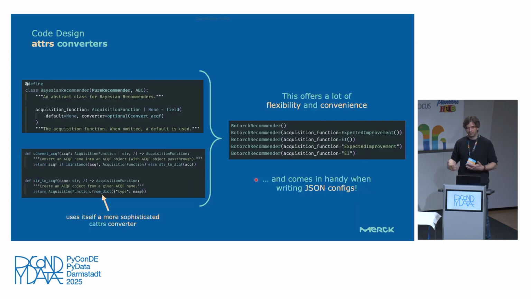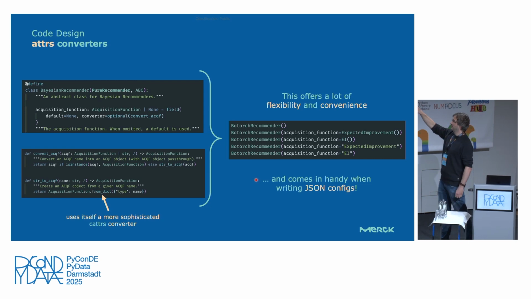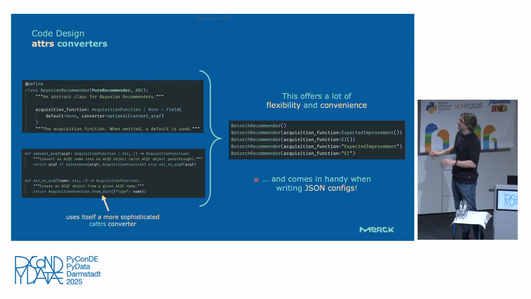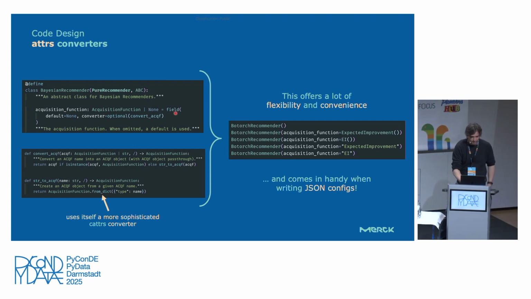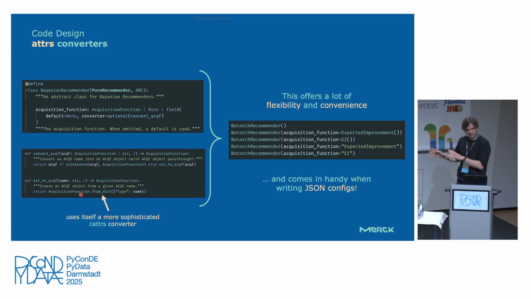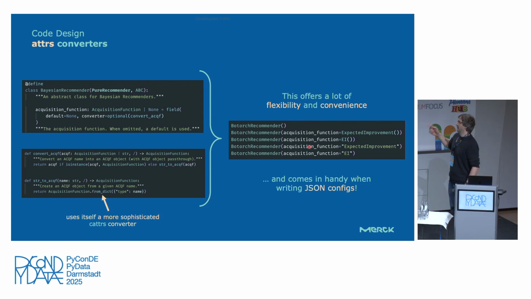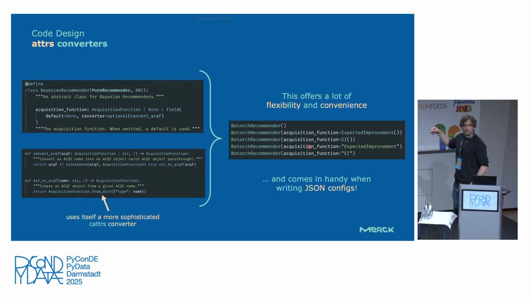Again, a real world BayBE example and what the nice consequences of this can be. Say we have an attribute like an acquisition function that can be of type acquisition function, or it can be none. And you can see there is a converter actually in place. That converter has 2 steps. I don't want to go into details. It basically checks whether it's an actual object of that type or a string. But if you put that into place correctly, you get a lot of flexibility in how you can instantiate your class.